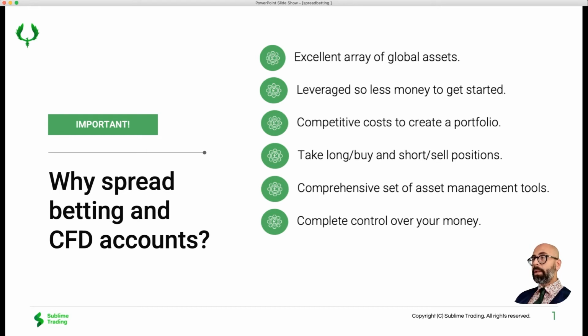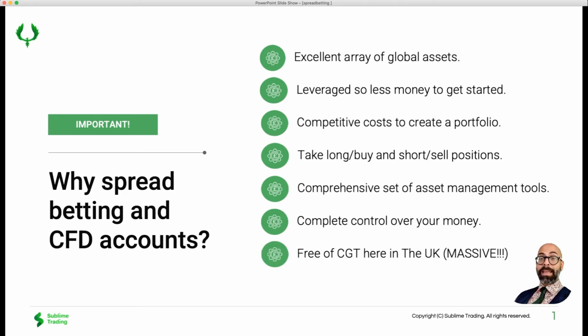But spread betting accounts are unbelievable. They give you complete control over your money. And once again, guys, as already mentioned, they are free of capital gains tax. I cannot say that enough. If you're achieving 30% plus every year on the money in your spread betting account, that's unbelievable returns that you can achieve over 5 to 10 years tax free.